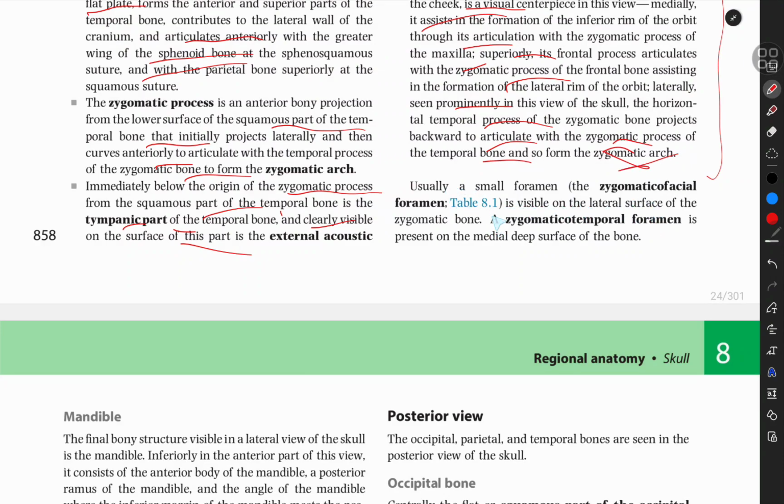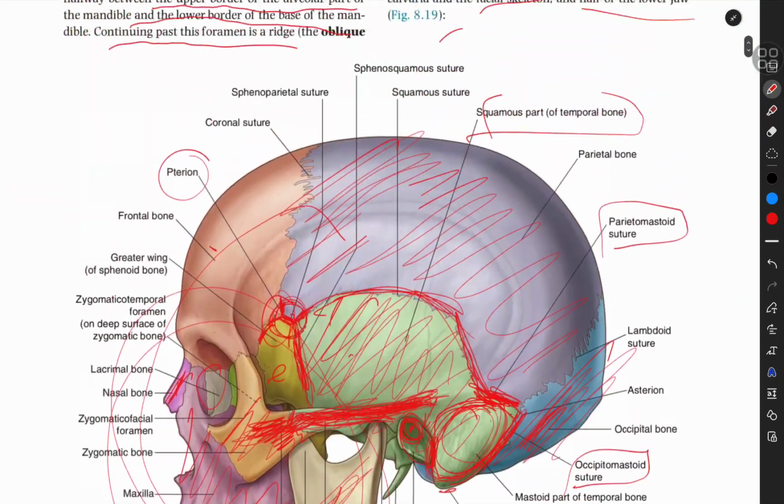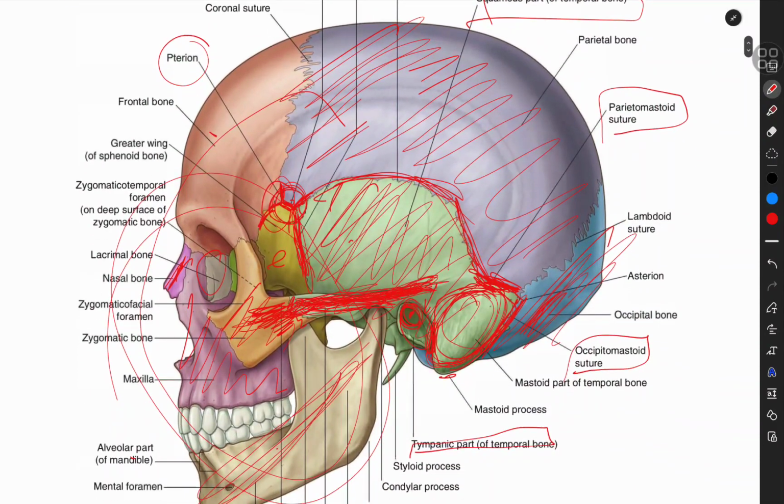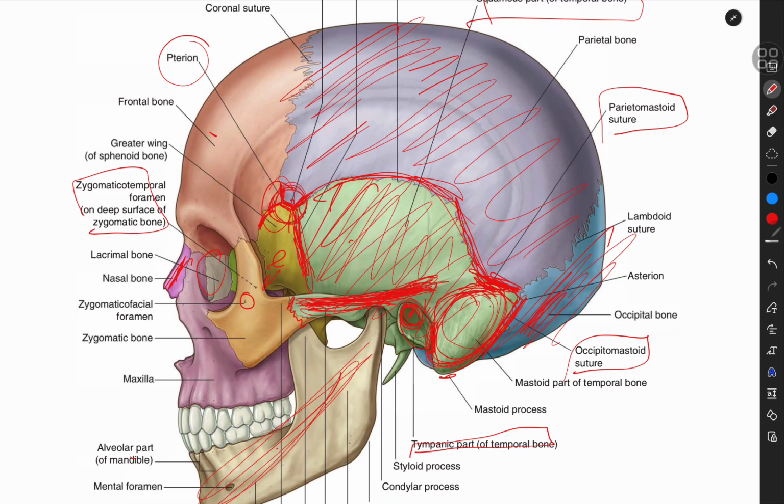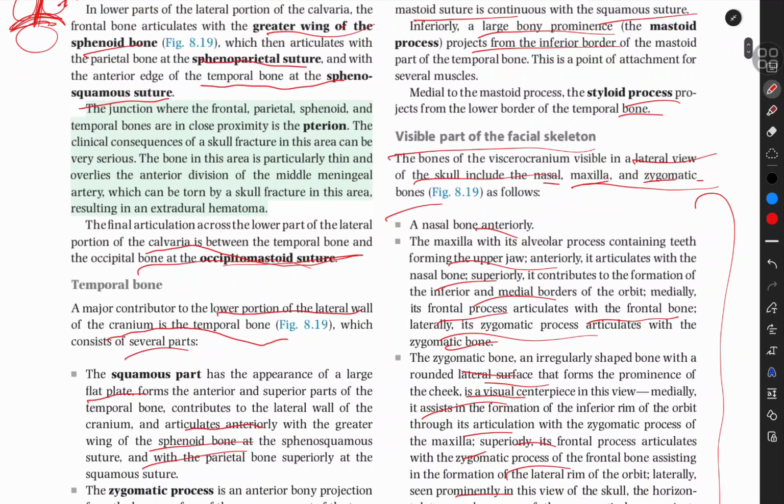Usually a small foramen, the zygomaticofacial foramen, is visible on the lateral surface of the zygomatic bone. The zygomaticotemporal foramen is present on the medial, deep surface of the bone. Zygomaticotemporal foramen and zygomaticofacial foramen. Zygomaticofacial should be here. So this one is zygomaticofacial. Zygomaticotemporal is on the inner surface of the zygomatic bone.